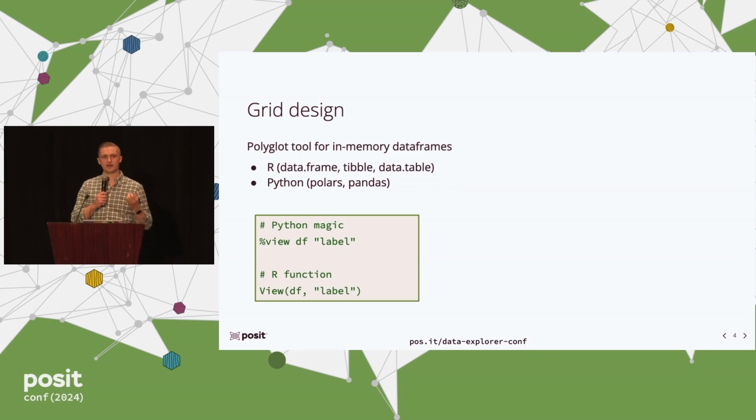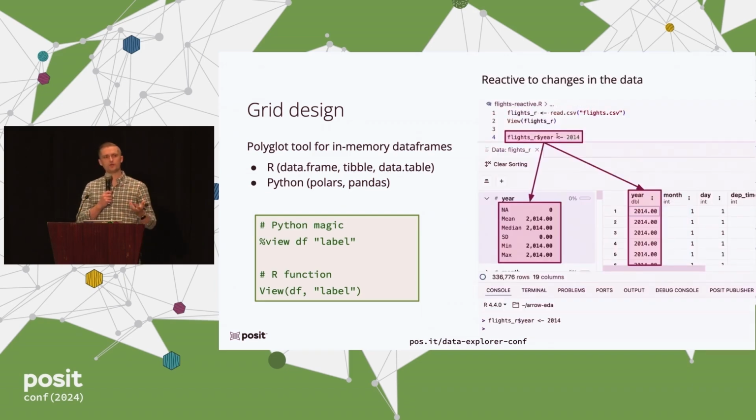For the grid design, it's again intended to be this polyglot tool. So it's just as good in R as it is for Python. You can expose these data frames into the Data Explorer by calling view in R or Python, and that will then populate it into the Data Explorer, or using the workflow that Isabel showed with clicking the table button. What this means is that the code that you write in R or Python also updates the view in the Data Explorer. So here I overwrite a column and change the year from 2013 to 2014, which affects the variable column as well as the summary statistics. So this is reactive to the changes you make in code as you move back and forth between them.